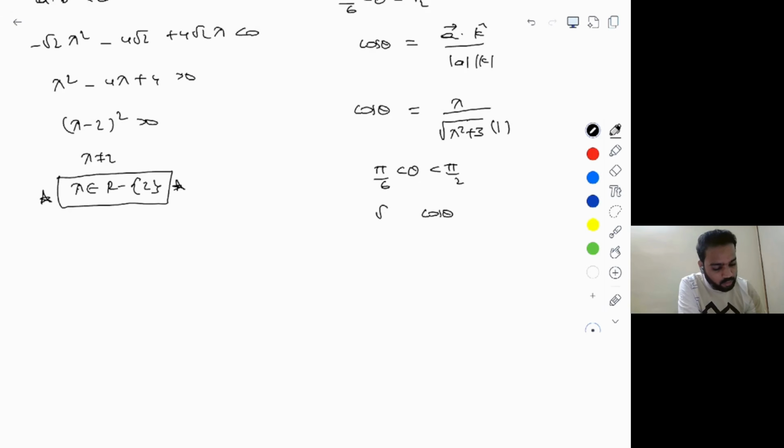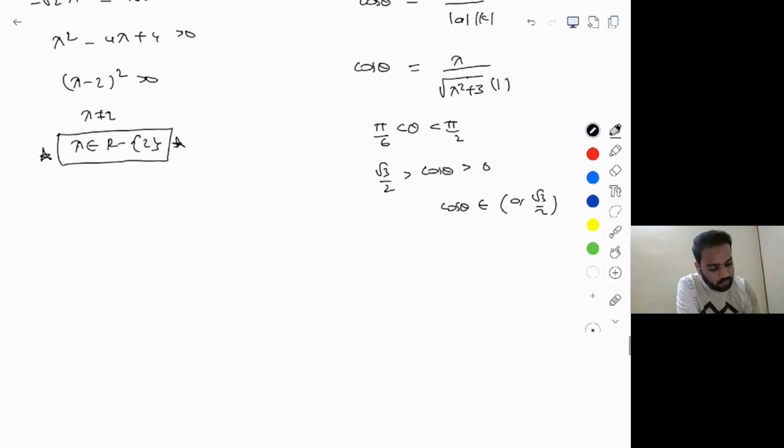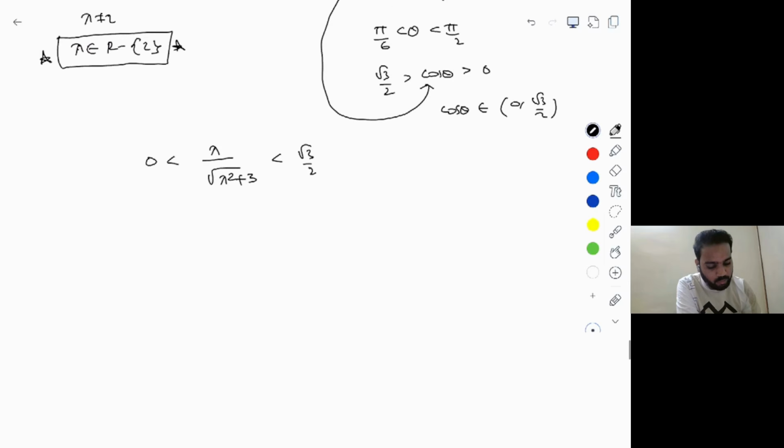But clearly, given that theta belongs to pi by 6 to pi by 2, we can find out the range of cos theta here. So cos 30 is root 3 divided by 2, which is greater than cos theta, greater than cos pi by 2, which is 0. So cos theta should belong to 0 to root 3 by 2. We have to reverse the inequality sign, right? Because cos theta is a decreasing function in the first quadrant. Substituting the value of cos theta, we get 0 less than lambda divided by square root of lambda square plus 3 less than square root of 3 divided by 2.